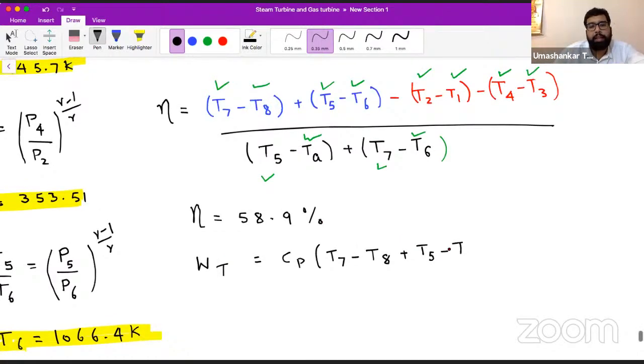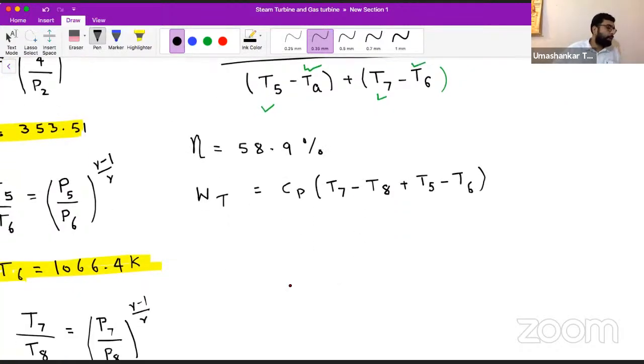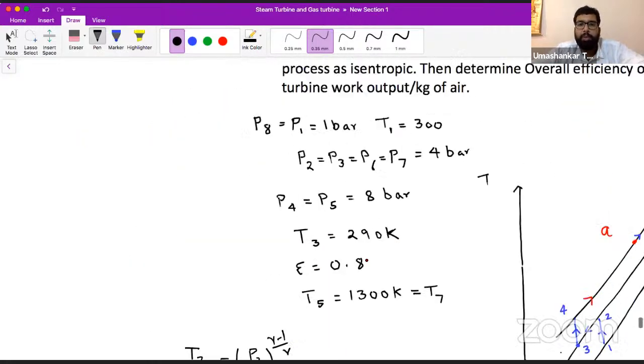So it is Cp times T7 minus T8 plus T5 minus T6. If you put in all the temperature values, you will get your turbine work as 662 kilojoule per kg. And if you have the temperature values, you can also get the compressor work, net work, whatever you want. So is that clear or not? The live students can respond to me.